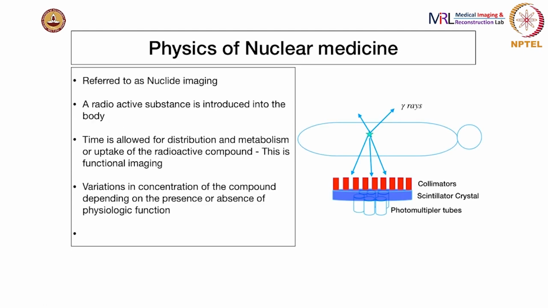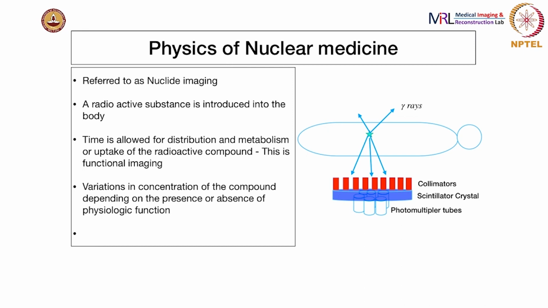Okay, so what is the physics of nuclear medicine? These set of imaging modalities that we are going to see are collectively referred to as nuclear imaging or radionuclide imaging, which basically involves a radioactive substance being introduced into the body, and then you allow some time for the body to take up these substances, right? This is why this particular imaging modality is referred to as a functional imaging modality, because the tracer actually interacts with the biology, right? There is a biological interaction between the tracer and the body, also a physiological interaction, if you can call it that.